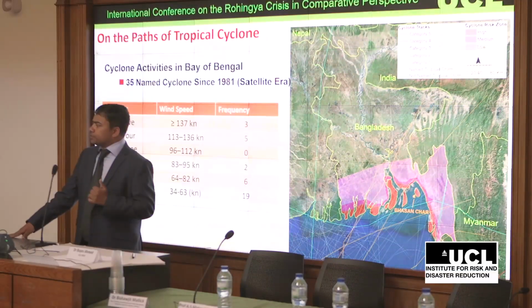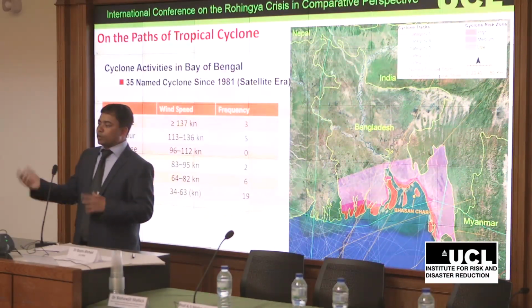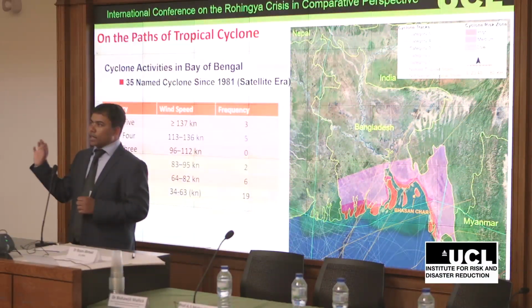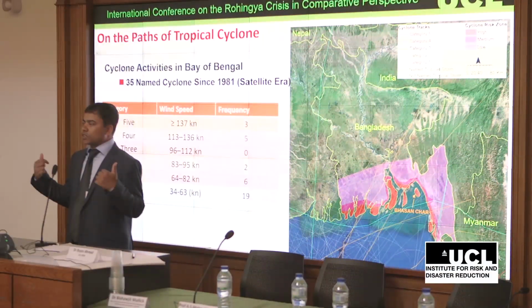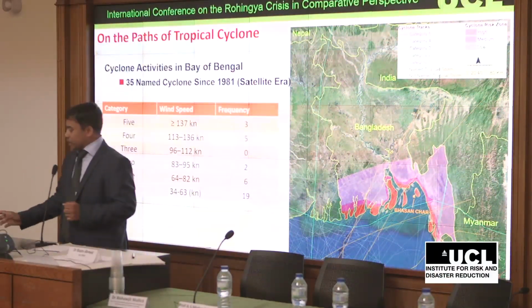So, going to the cyclone hazard. As you see, it is on the path of the cyclones. I took cyclones since 1981 because this is the satellite era of cyclone monitoring; before that, we have data inconsistency. From then, I counted only named cyclones, not depressions or small tropical cyclones. When a cyclone gets bigger, it is given a name. There are 35 cyclones, and 8 of them are category 4 and 5. This is huge within 30-40 years.